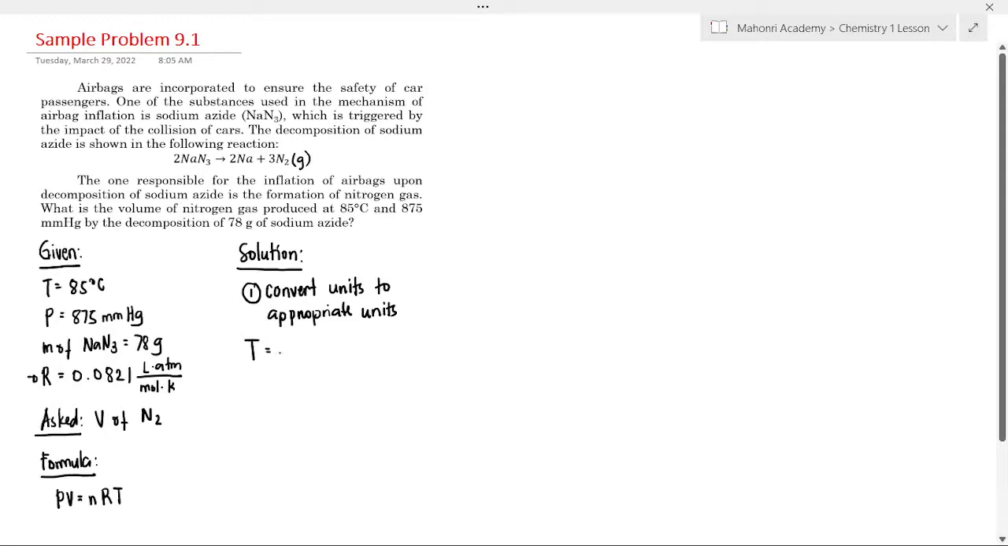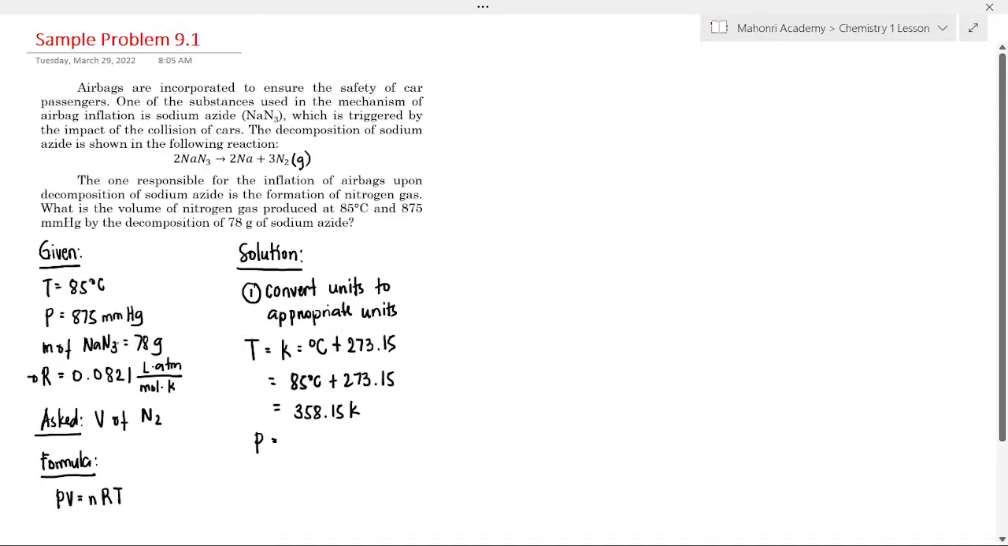Therefore, if we want to change our temperature into Kelvin, we have to take the degrees in Celsius and just add 273.15. So our temperature would basically be 85 degrees Celsius plus 273.15, and that will give us a temperature of 358.15 Kelvin. So now we have an appropriate unit for our temperature.